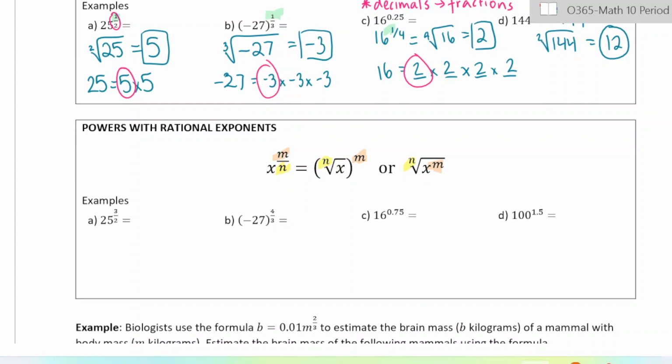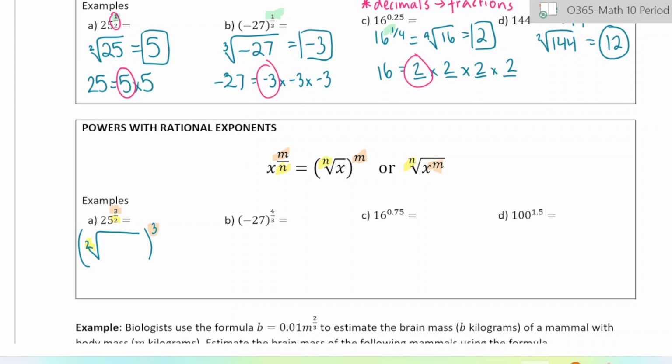Okay. So let's practice writing these as radicals and then answering them. And again, we're going to try not to use our calculator at all here. Okay, 25 to the power of 3 over 2. So this is the same as, so the 2 becomes the index of our radical. So it's going to be a square root. And then the 3 becomes the power.